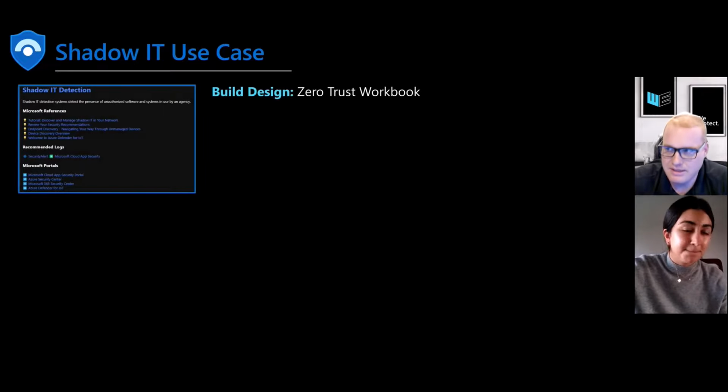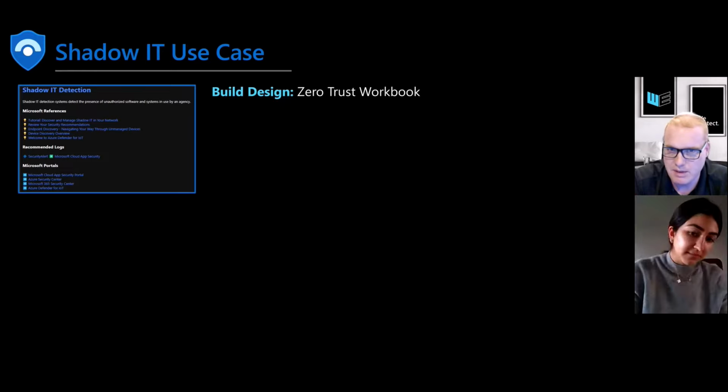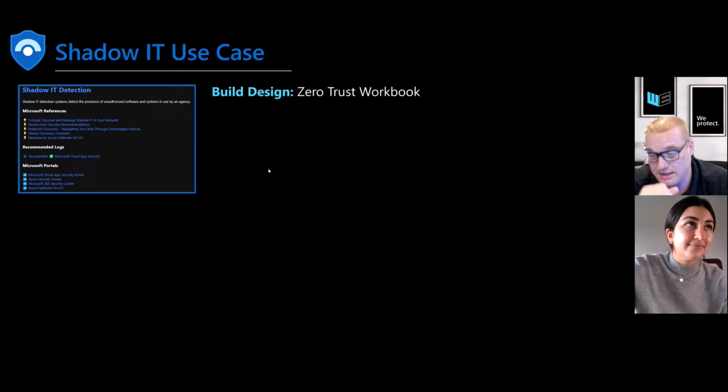So this is a Shadow IT use case. Shadow IT is one of the control requirements in TIC 3.0 underneath the enterprise control family. So how am I going to use this solution to help me meet TIC and zero trust? The first thing that I'm going to do as a security architect is design and build controls to meet the Shadow IT detection requirement.